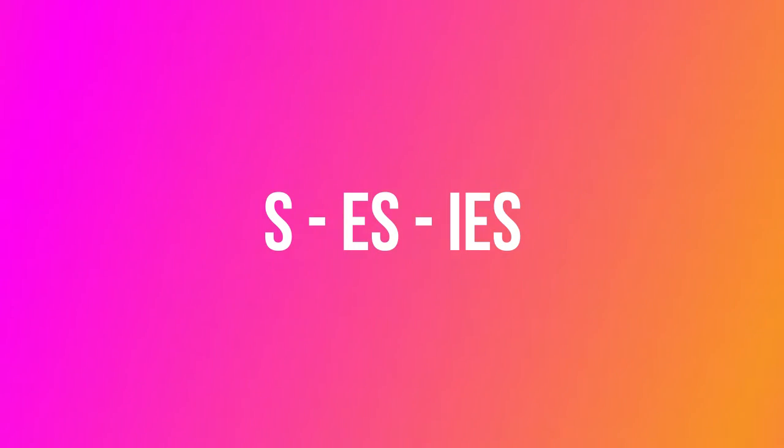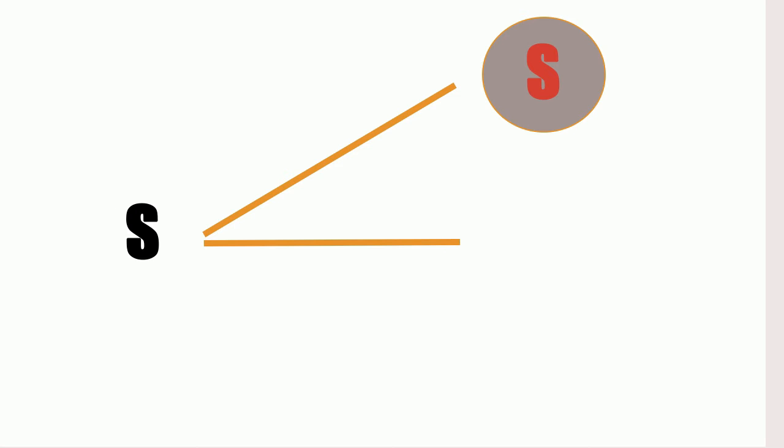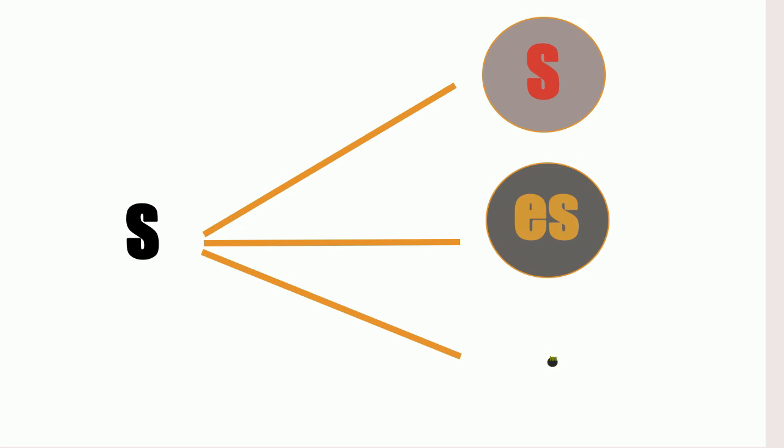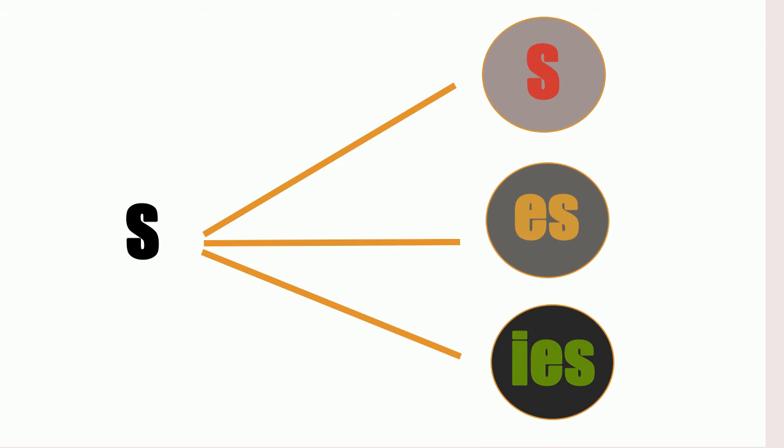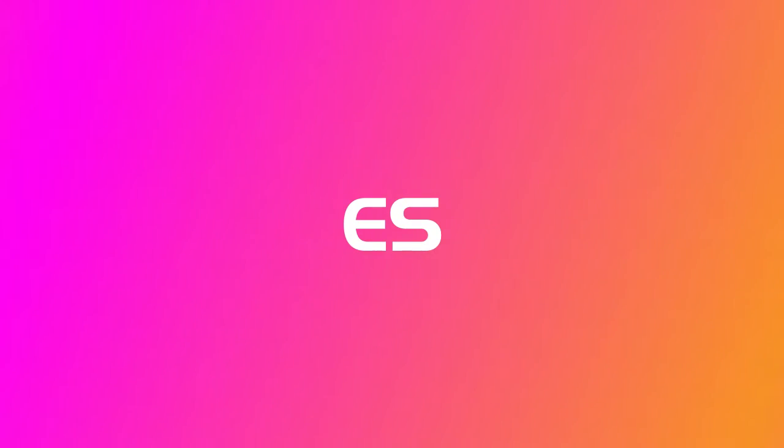So when we use he, she, it, we put the verb plus s. And we have 3 s's here: first s, second es, third ies. So first, verb plus es.